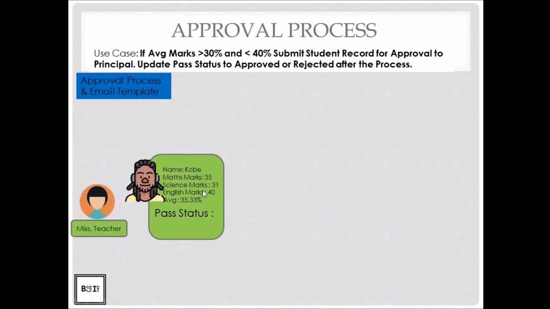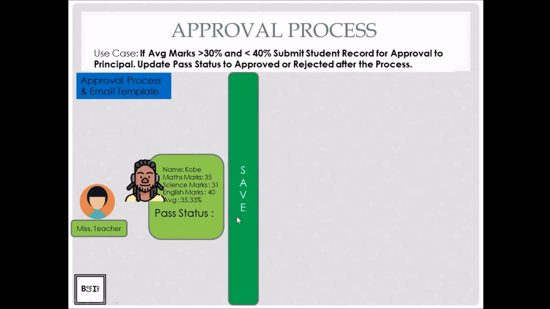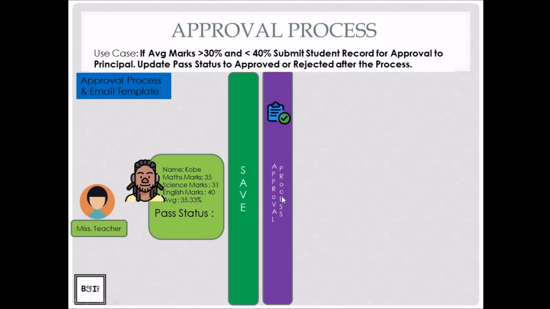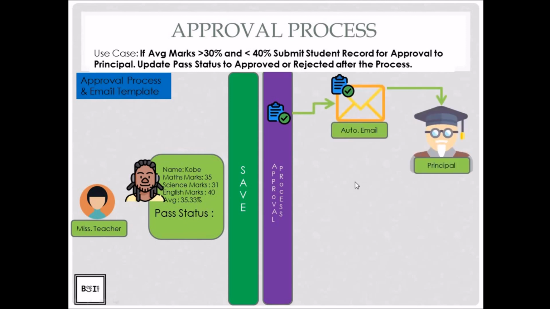So now let's take the same example, but this time with an approval process and an email template at play. So this time, Miss Teacher is going to create the record for Kobe, enter all the details, and then she's just going to save the record. Now the approval process is going to come to play. It is going to check if the average value is in the 30 to 40 bracket. So 35.33 is between 30 to 40%. So it is going to trigger an automated email using the email template to the principal.